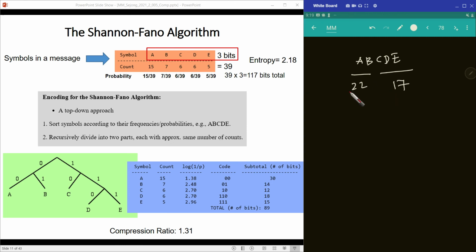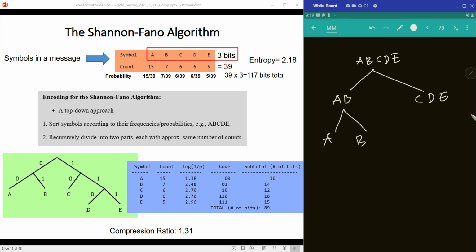So this is the optimum division. This is almost 22 and 17. This is the lowest difference if we divide in this way. So now you have A, B here, and then you have C, D, E in the right branch. Now again, because it only has 2, definitely you have A in one and B in the other.